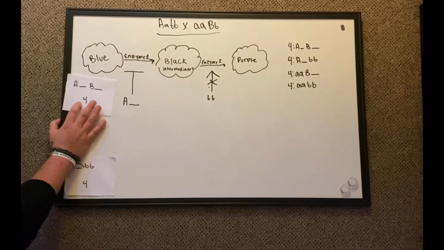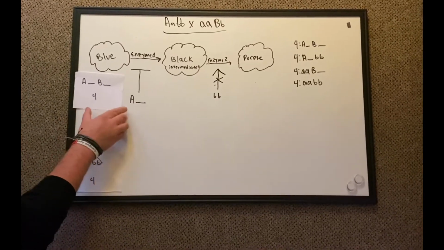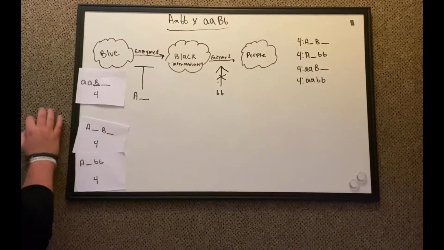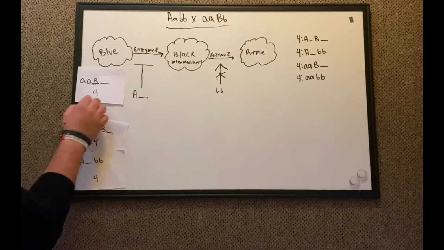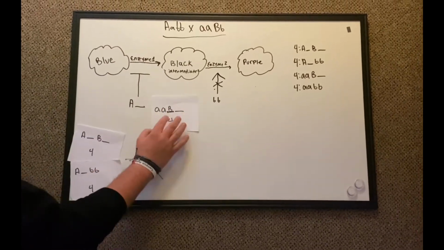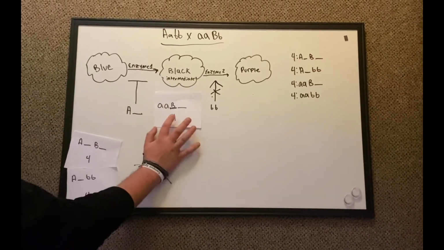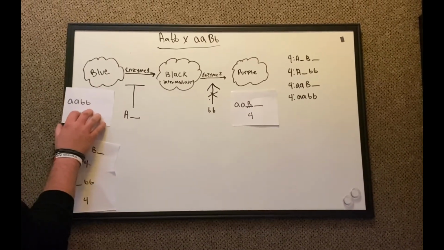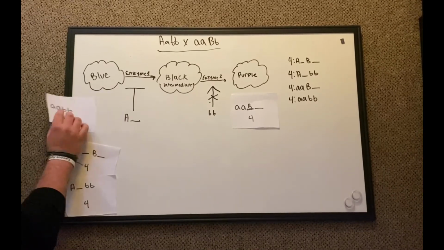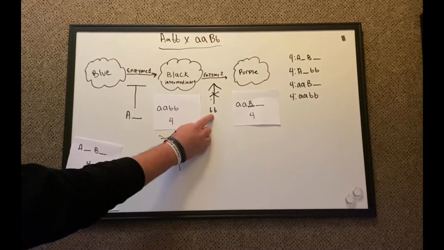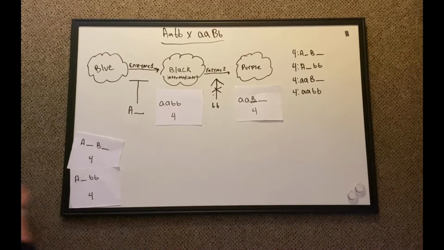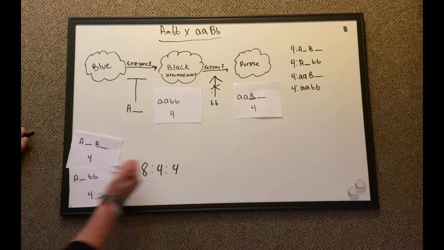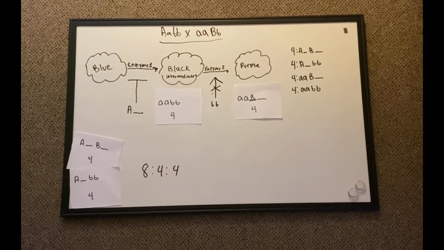Then we have big A something, big B something. That also gets stopped, which makes it blue. Then we have little a, big B something. Little a gets passed on. That does not have little b. That would be purple. And last, we have little a, little b. That goes to black intermediate. Little b stops this, and we have an 8 to 4 to 4 ratio of single dominant epistasis.